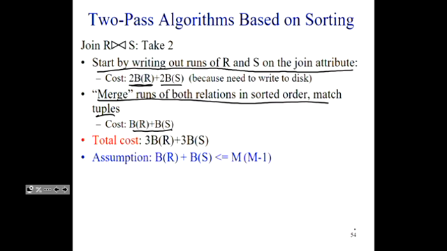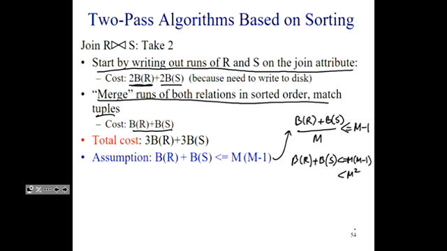So the constraint that I need to meet is, again, not very surprising. I need to have one representative from each of the sorted runs in memory in order for me to do the merge. To have that, I need B(R) plus B(S) divided by M, the total number of runs, to be less than or equal to M minus 1. Therefore B(R) plus B(S) is less than or equal to M times (M minus 1), which is less than M squared.